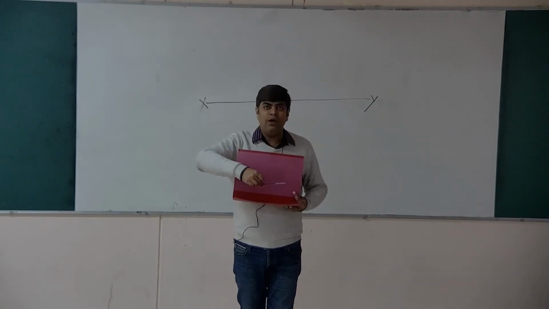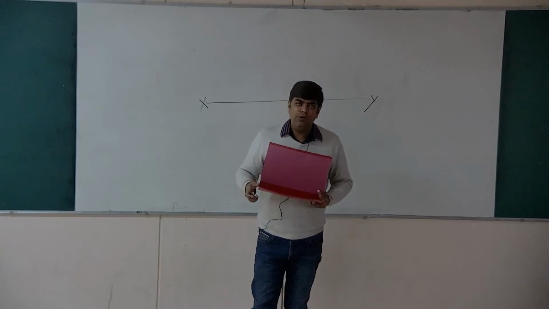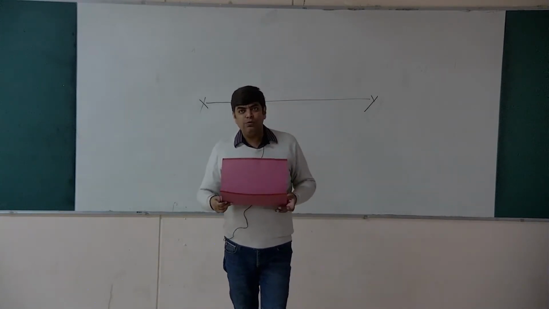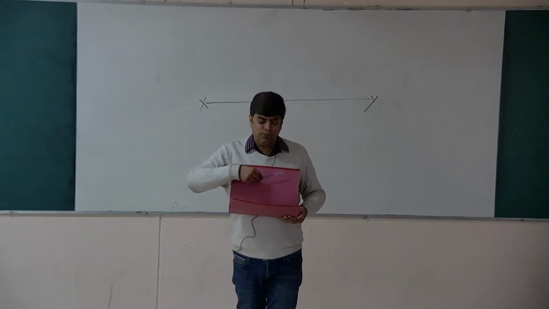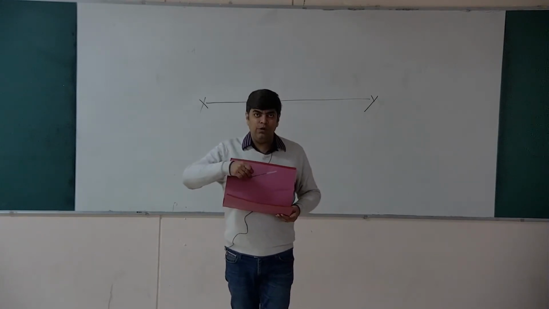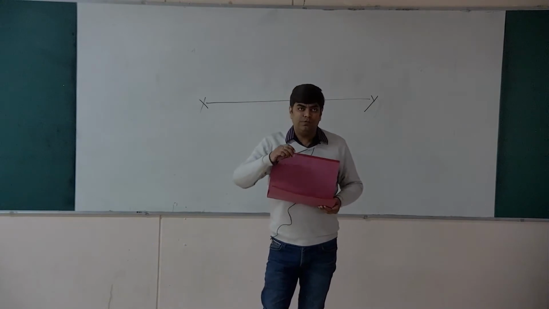Now how do I get the front view and the top view? As I told you in the previous class, from one of the views we generate the other view. From the front view we can generate the top view, or from the top view we can generate the front view. That is on the basis of the end projectors of a line.